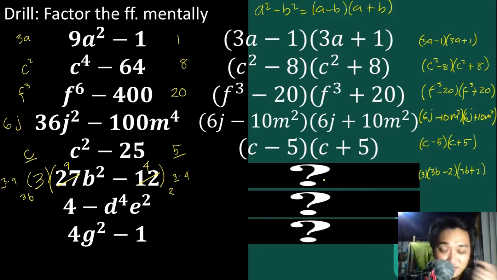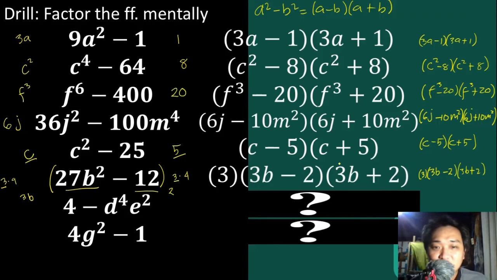So, i-check na natin kung tama tayo. 3b times 3b is equivalent to 9b squared. Ayan, 9b squared. Negative 2 times positive 2 is equivalent to 4. Ayan. Tapos, i-times pa natin yan sa 3. Pag tinimes pa natin yan sa 3, yung expression natin magiging 27b squared minus 12. Yun. Tingnan natin kung tama yung sagot natin. Ayan. So, tama yung sagot natin.